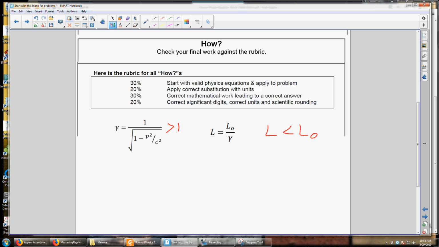So which length is less? The one in your frame of reference or the one in the moving frame of reference? The moving. You're doing so well then. So L is always the one that you see moving. And L naught is in your frame of reference, or when the thing is not moving. So, in this problem, this would be the Earth, and this would be the ship.